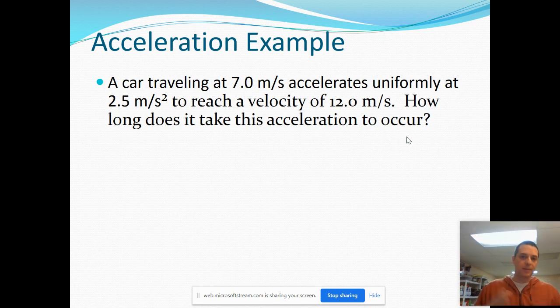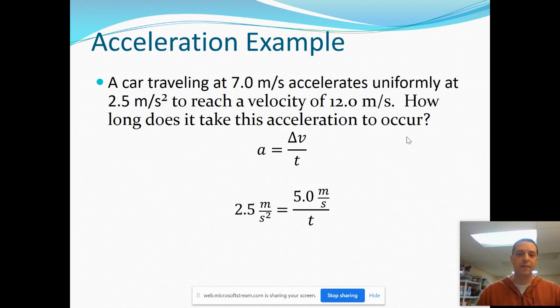So we're going from 7 to 12 meters per second, so we're changing our velocity by 5 meters per second. We're going to determine how long, if it's accelerating at 2.5 meters per second squared, it takes that acceleration to change that velocity. Looking at our equation, acceleration is change in velocity divided by time.